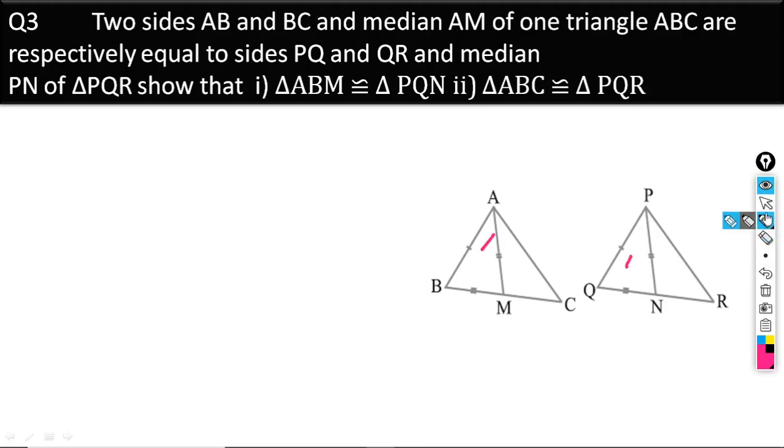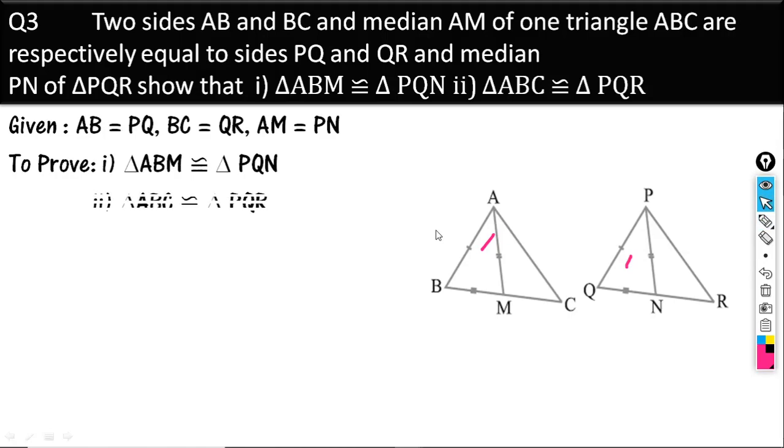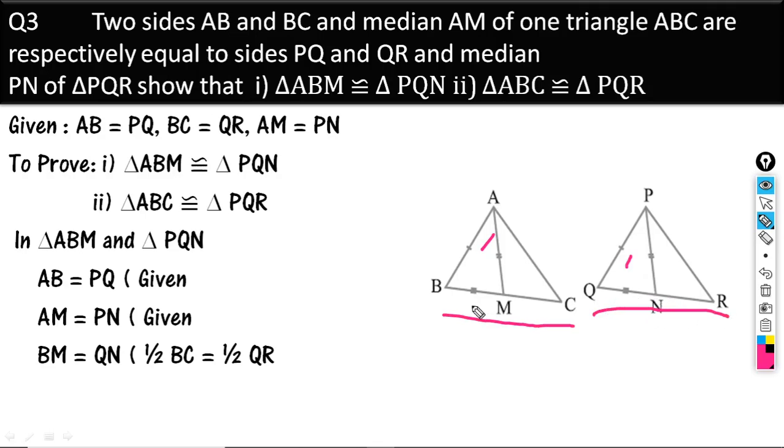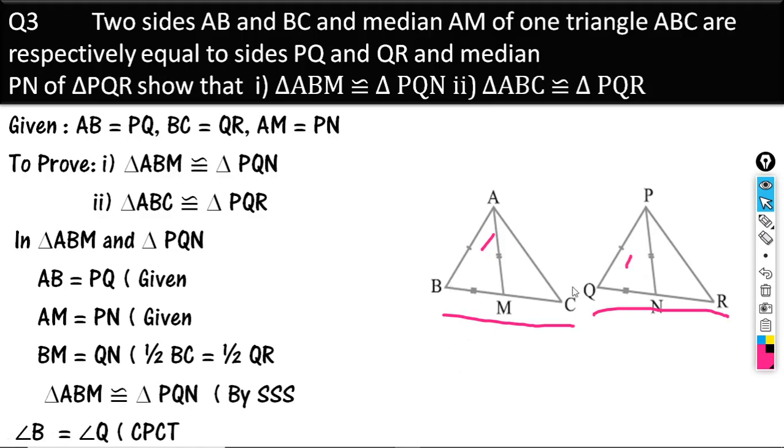Now these triangles become congruent by the SSS congruence condition. As you see, AB is equal to PQ, BM is equal to QN, and AM is equal to PN, already given equal in the question. For writing BM and QN equal, since in the problem the side BC is equal to QR, and BM is half of BC and QN is half of QR, so their halves are also equal. So the triangles become congruent by SSS. We need the information of angle B and angle Q, so each one is equal because of CPCT.